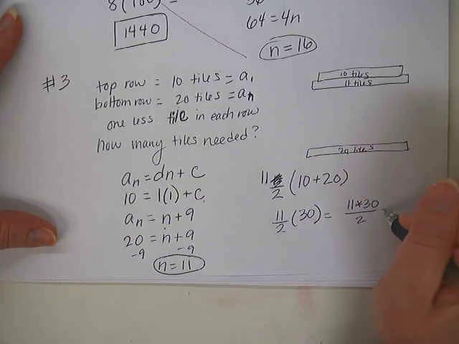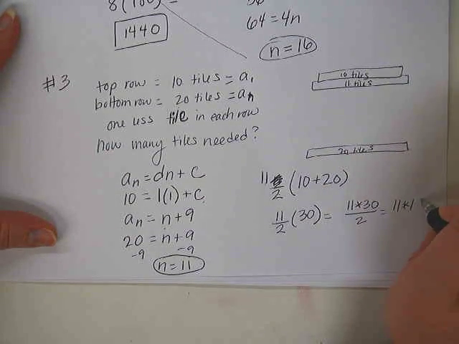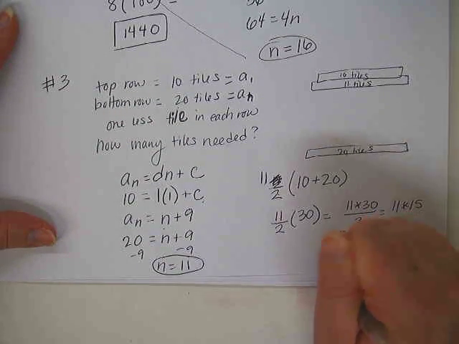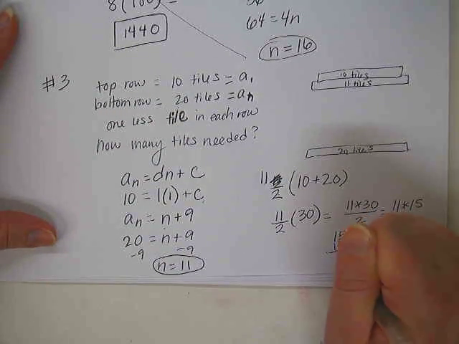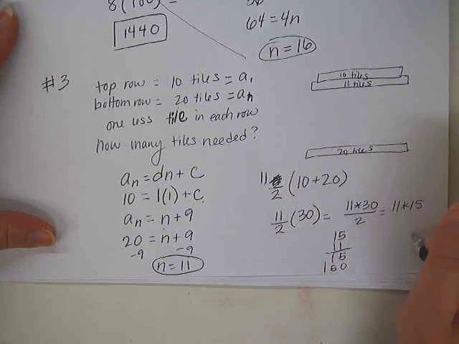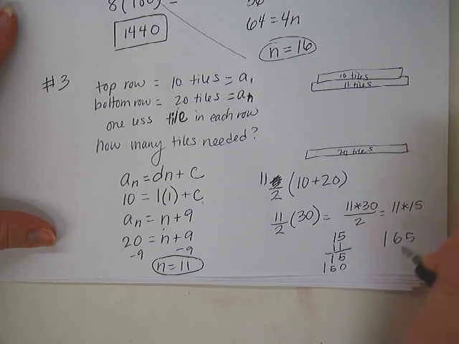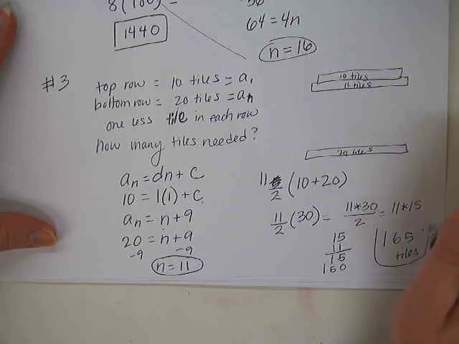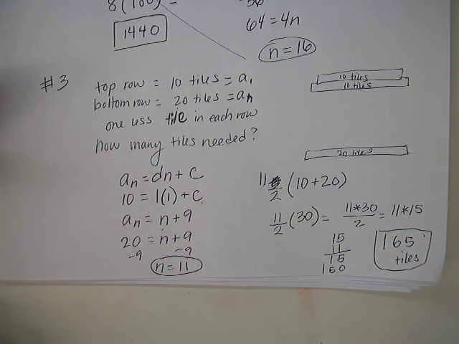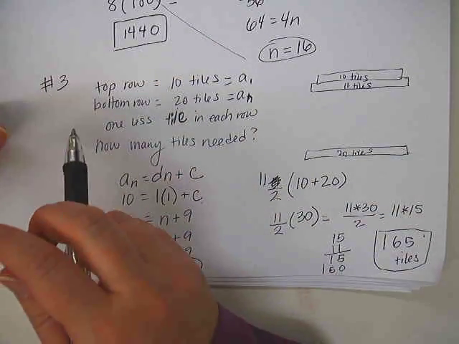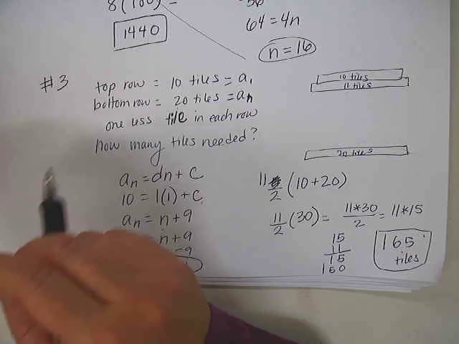So 10 plus 20 is 30. So we have 11 times 30 divided by 2. So that's actually 11 times 15. So now what is 11 times 15? Let's see, 5 times 1. So 5, 6, 1. So it looks like this artwork will require 165 tiles to complete it.